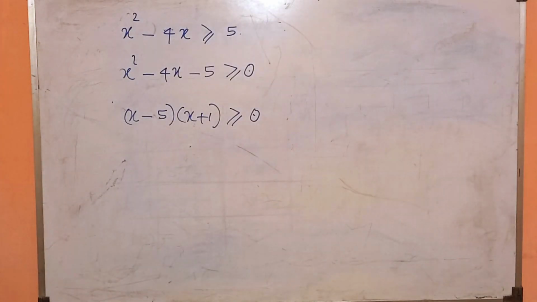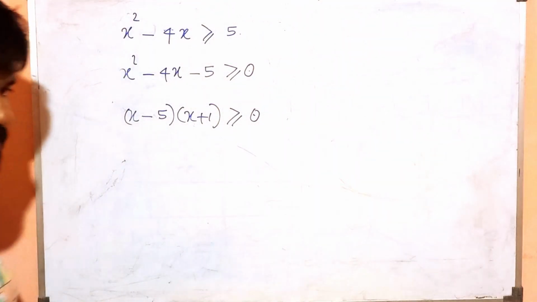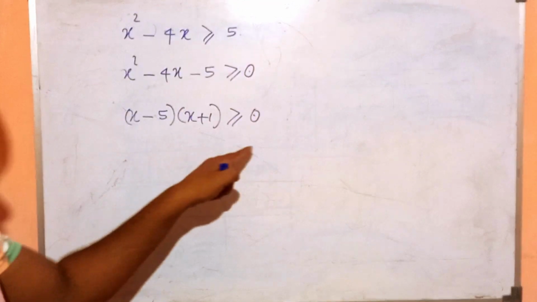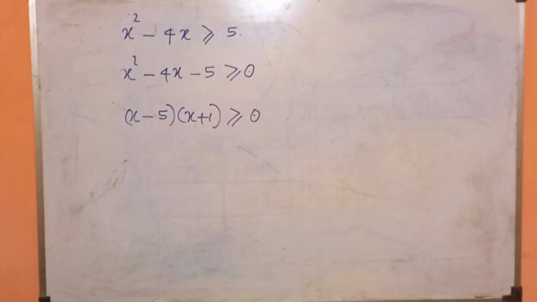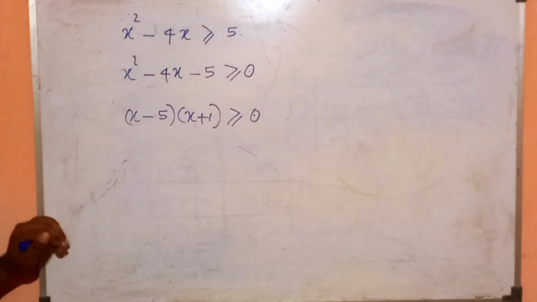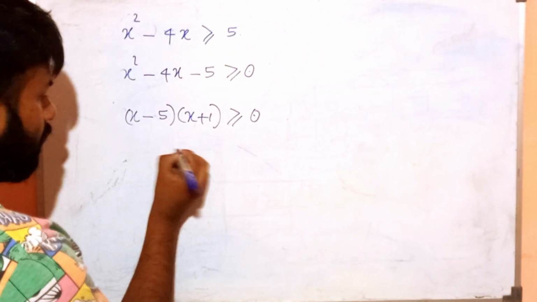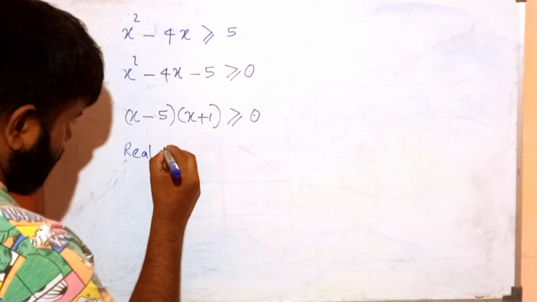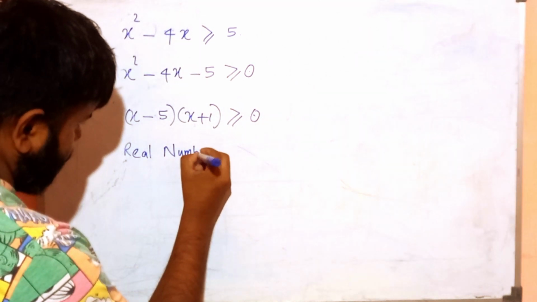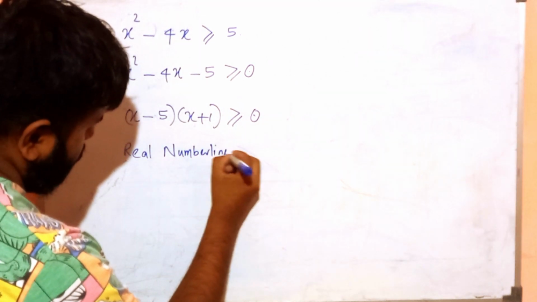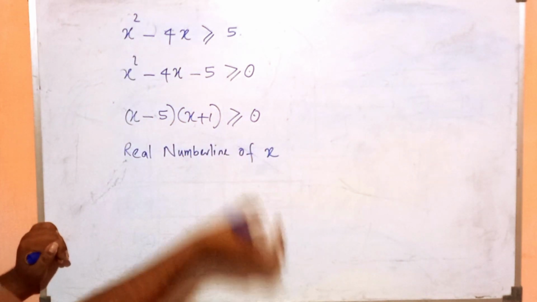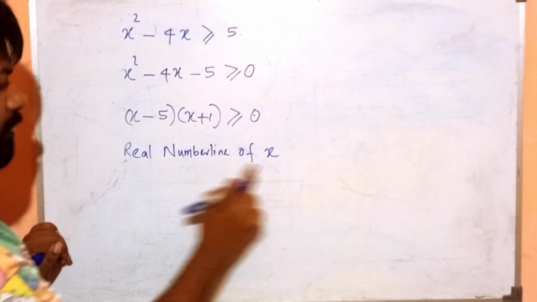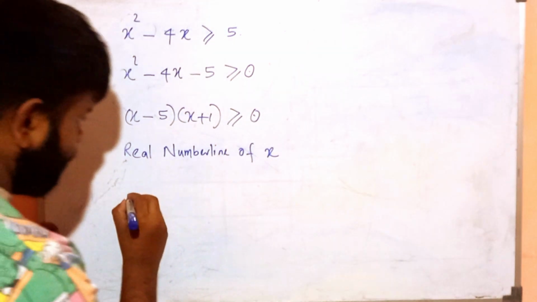After doing this, how can you solve this? Remember, this is not an equation. It's an inequality. So there's a particular way to solve this inequality. What you have to do is draw a real number line of x. We have to find the range of x which satisfies this inequality.